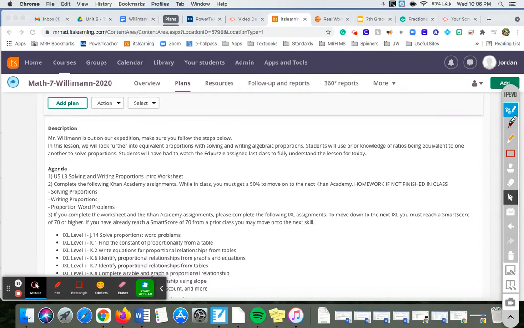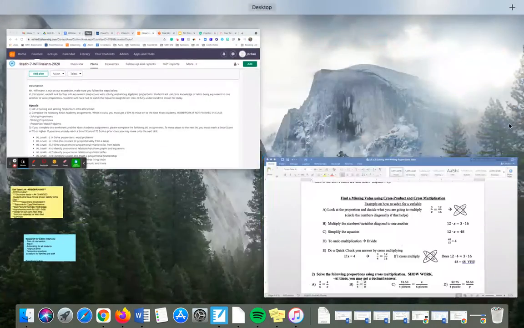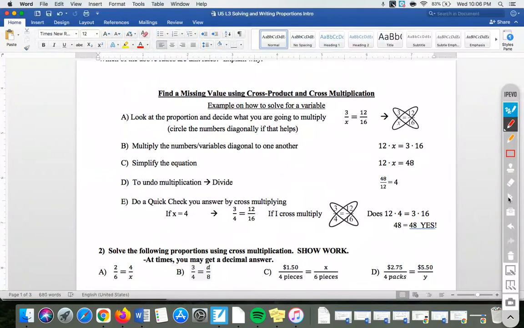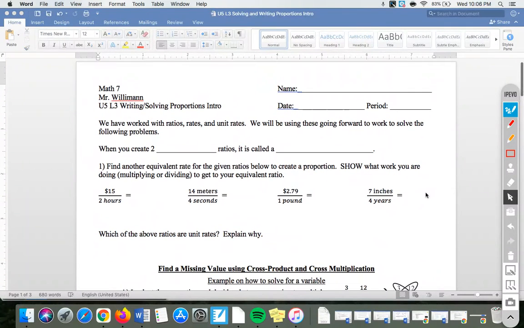All right, so here to help out with writing and solving proportions. Let me scroll up here. So you'll be working on this worksheet at some point this week, whether it's the 17th or the 18th or the 19th, while I am gone, because I will be out on the Big Money Expedition the 17th, 18th, and 19th. That's Monday, Tuesday, and Wednesday.